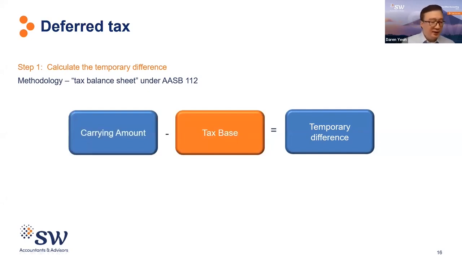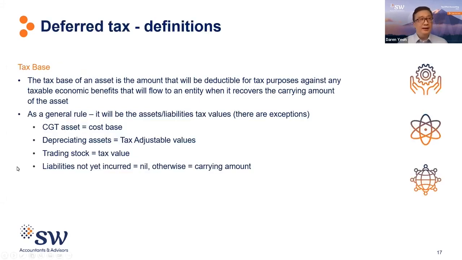You then need to calculate the tax base of each asset and liability. So broadly speaking, the tax base of the asset and liability should broadly reflect your understanding of what their values are for tax purposes. So let's have a look at that, and I'll come back to CGT asset because it's slightly different. If you have a depreciating asset, your plant and equipment like your computers and your furniture, the tax base should equal the tax written down values of those assets and liabilities.